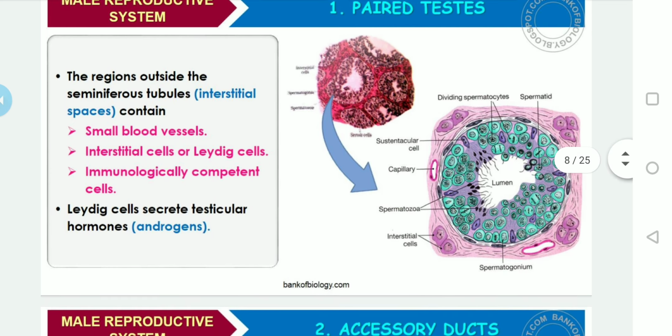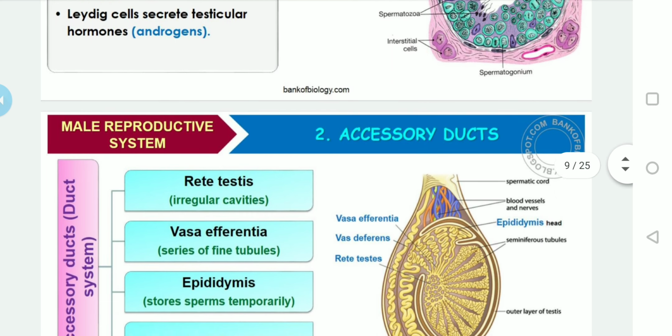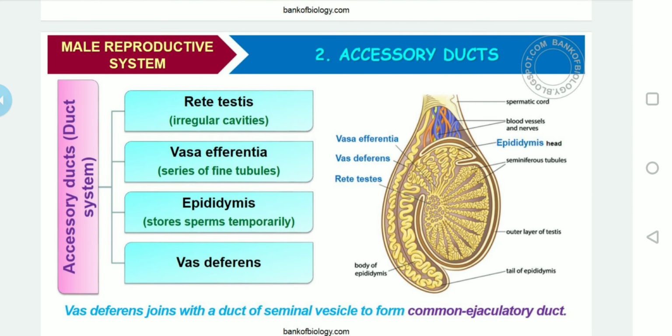So after this, the second region. The second one is the accessory ducts. I was telling about what they consist of. These accessory ducts are also known as the duct system. The male sex accessory ducts include rete testis, commonly known as irregular cavities, then vasa efferentia, which are a series of fine tubules, then epididymis, which stores the sperms temporarily, and vas deferens.